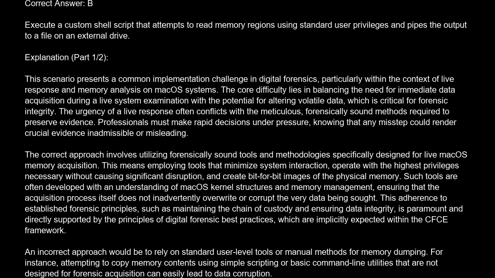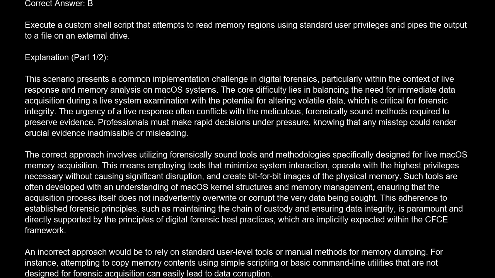The correct approach involves utilizing forensically sound tools and methodologies specifically designed for live Mac OS memory acquisition. This means employing tools that minimize system interaction, operate with the highest privileges necessary without causing significant disruption, and create bit-for-bit images of the physical memory. Such tools are often developed with an understanding of Mac OS kernel structures and memory management, ensuring that the acquisition process itself does not inadvertently overwrite or corrupt the very data being sought.